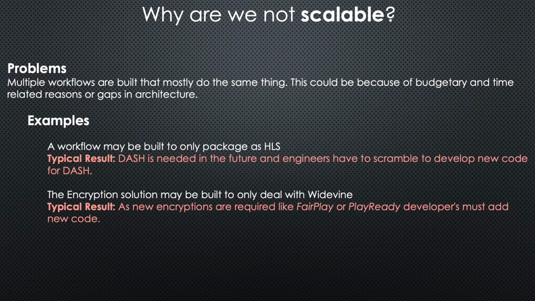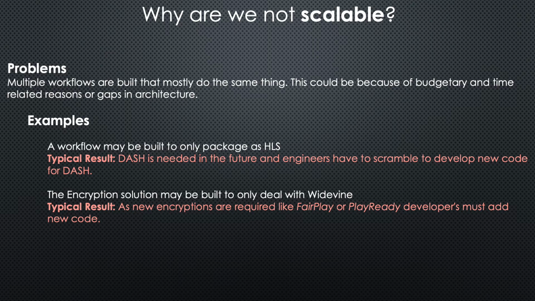And the output might be, again, a whole different mimicked workflow that is almost the same as the HLS workflow, but it's changed just because of the Dash packaging. Another example is that encryption may be built to only deal with Widevine. And again, as a result, as new encryption requirements come up like FairPlay or PlayReady, developers must start adding new code to be able to get FairPlay and PlayReady up. And that may also result in a whole separate path just because of encryption changes.